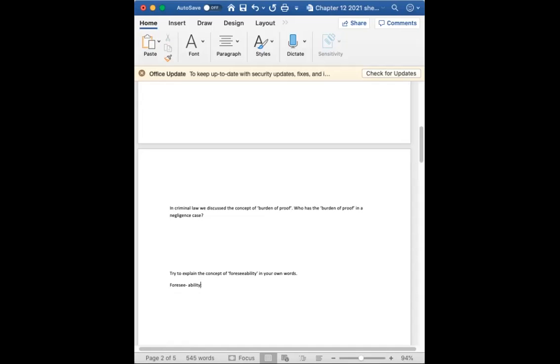The concept of foreseeability is the ability to make an inference as to the consequences of one's actions. If I do this, a likely outcome would be, insert whatever it is. That's all foreseeability is. And the reason why I call it the common sense superpower is anybody can do it. Not everybody is good at it.